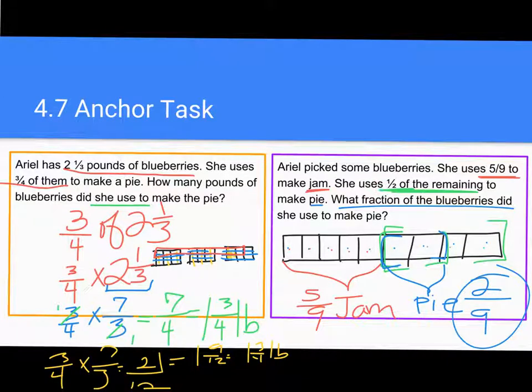So friends, when you're looking at word problems, really take time to annotate and understand: what is this problem asking me? How can I represent it with an algorithm and with a bar model to help me solve it? Great, good luck.